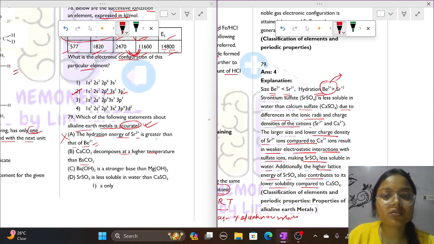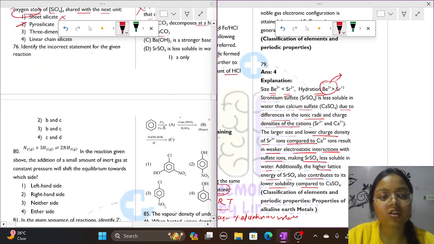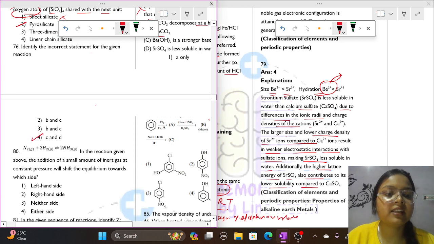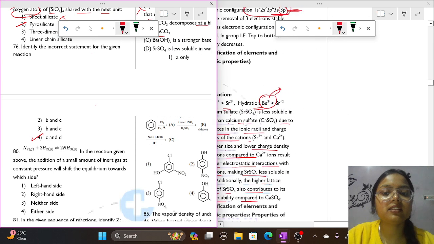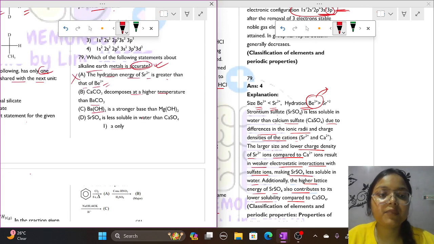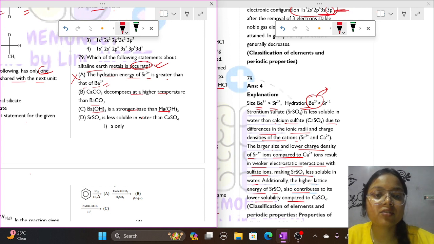So option number 4 is correct. Option number 4 is C and D. C and D is correct because Ba(OH)2 is a stronger base than Mg(OH)2. Yes, it is correct. And SrSO4 is less soluble in water than CaSO4. Okay, this is also good.